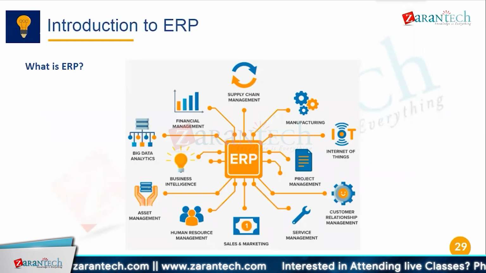So what is an ERP? An ERP is a system that will help you to manage just about every aspect of your business. You will have supply chain management, financials, manufacturing, big data analytics, business intelligence, project management, asset management, human resource management, sales and marketing, service management, customer relationship management. An ERP system is fully integrated and you will have most of these features. These are some of the features that SAP offers. So are you all clear on what an ERP is?